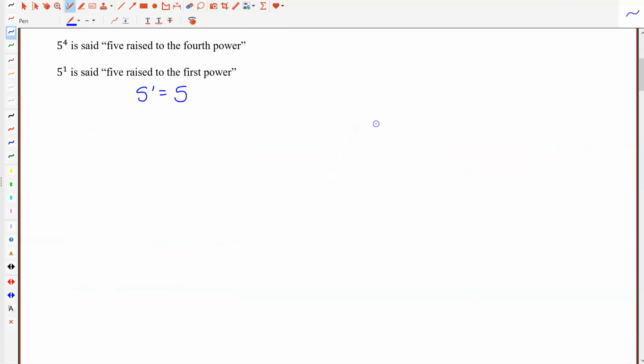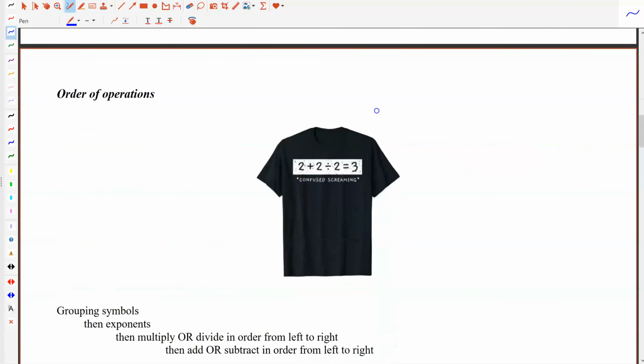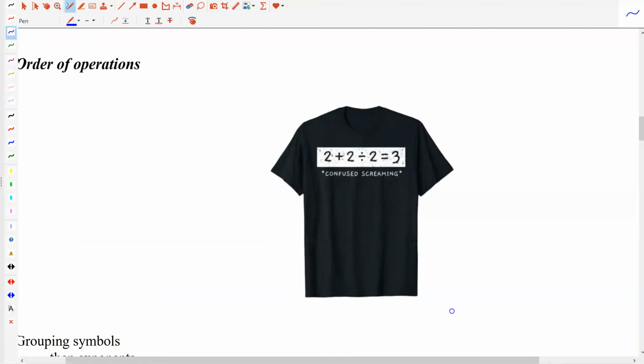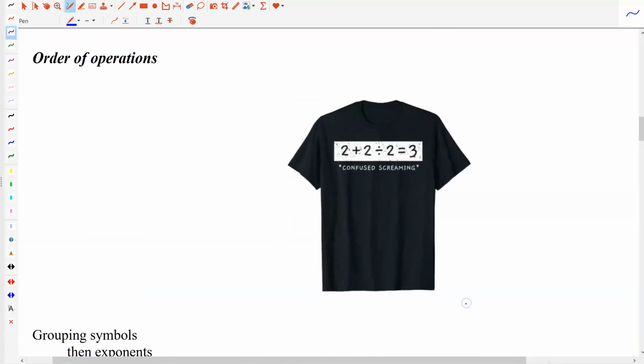Let's talk about how that connects to order of operations. I saw this and thought it was kind of a funny way to highlight order of operations. The image says 2 plus 2 divided by 2 equals 3, and there's a caption underneath it that says confused screaming. So let's talk about why 2 plus 2 divided by 2 is equal to 3.